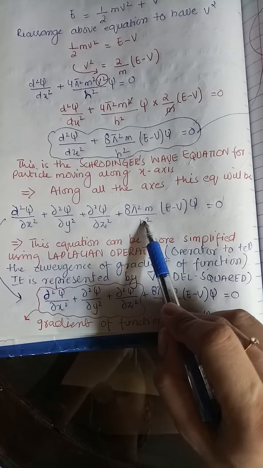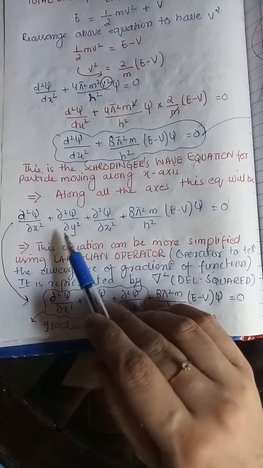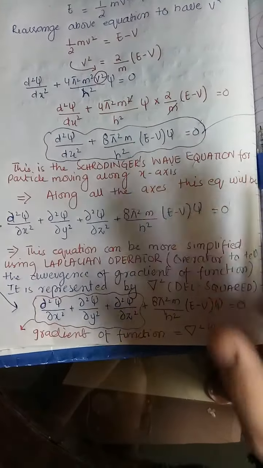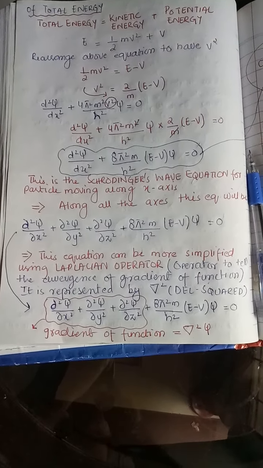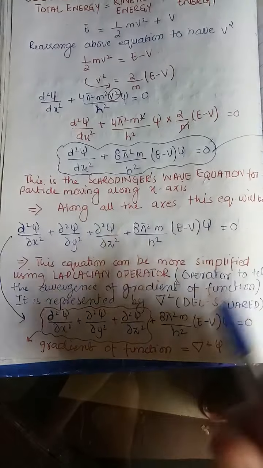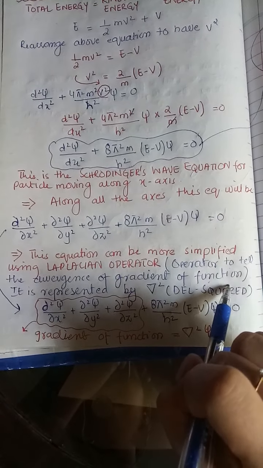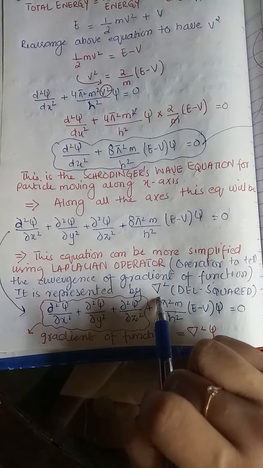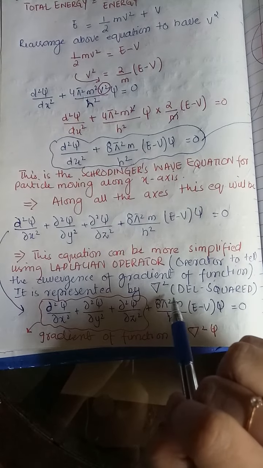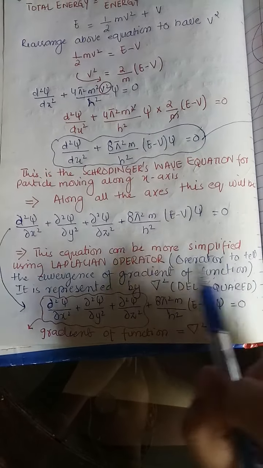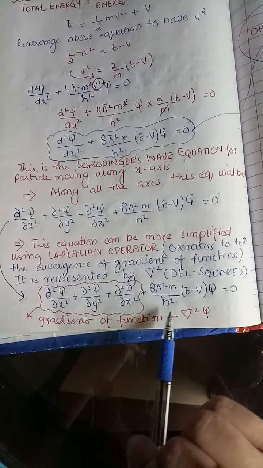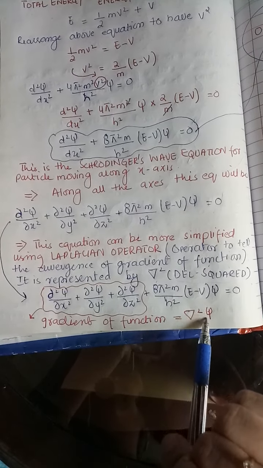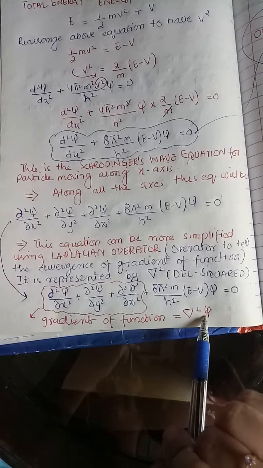In this equation, this whole factor is the change of psi along x, y, or z, and this is not the change. Psi will be the same, so the axes are changed. So the divergence of the gradient of the function is represented by the Laplacian operator. The Laplacian operator is represented by del square. This is called del squared. So in this equation, except the psi value, all of this will be equal to del square psi. Psi is separately written.